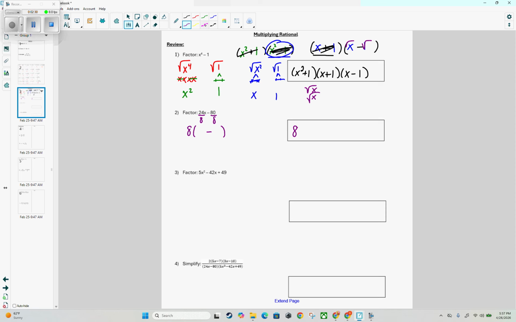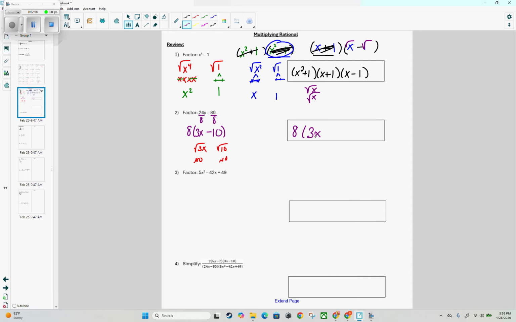Then I'm going to turn around and go 24 divided by 8 is 3, so we have a 3 and an x. And 80 divided by 8 is 10. Again, I'm going to check to see if I can square root. Can I square root 3x? The answer is no. I can't square root 3, it won't go in evenly. Can't square root x, it won't go in evenly. Same goes with the 10. So in this case, this is the final answer. I'm going to put that in the answer box.